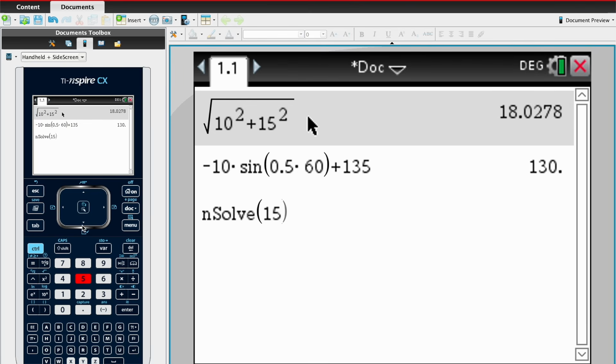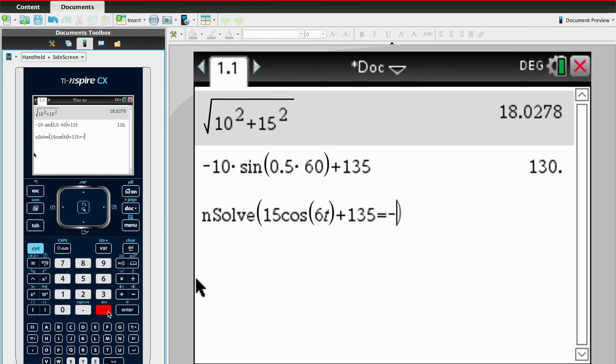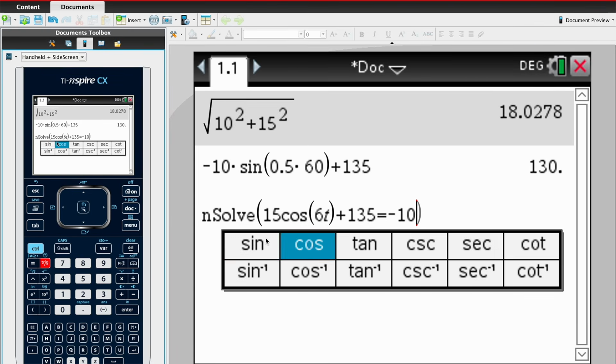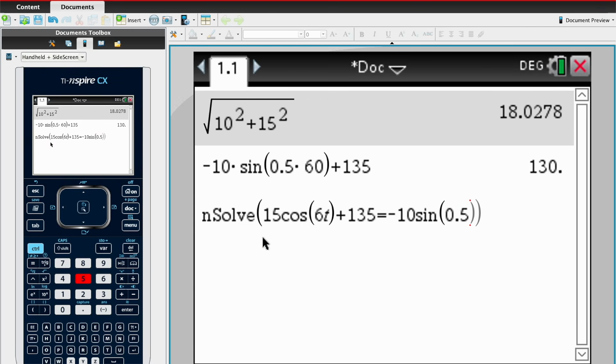All right, 15 cos 6t plus 135, and all of this should be equal to negative 10 sine 0.5t plus 135. And you could have subtracted 135 from both sides if we wanted to, and that would have, I guess, cleaned things up just a little, but it doesn't matter so much if we're just going to solve it in the end.